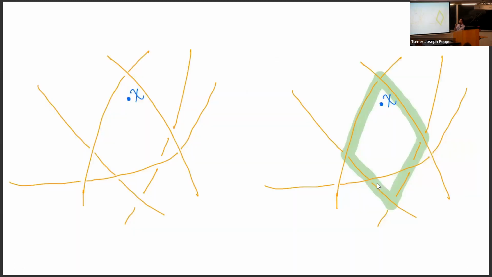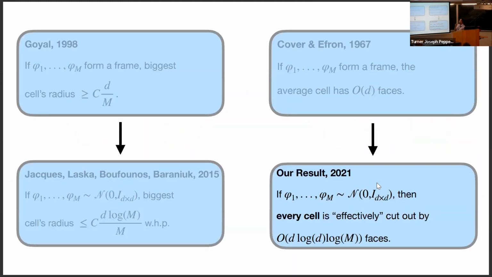One way to think about it is as specifying Cover and Efron's result for Gaussian frames. I'm not saying that they were, but as people who work in the finite frame context, one can see that as a potential motivation.